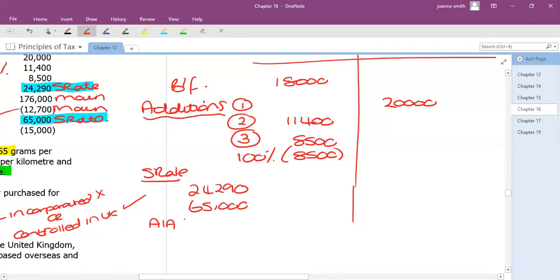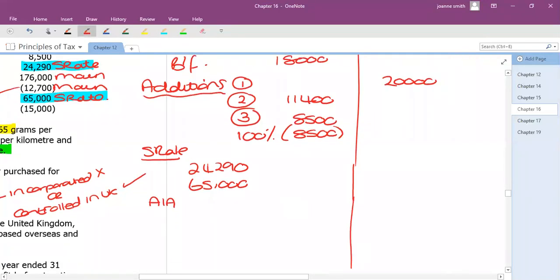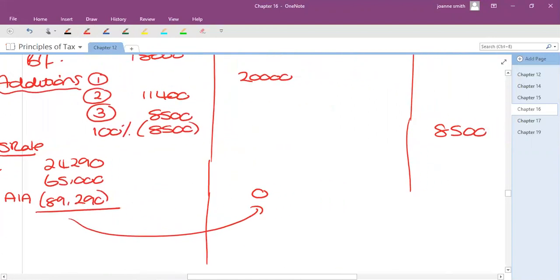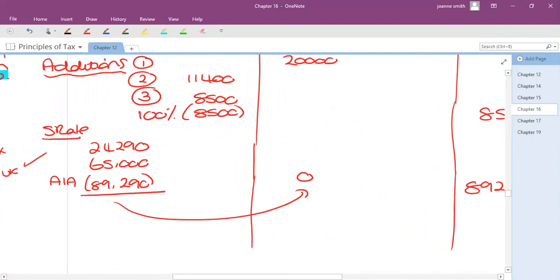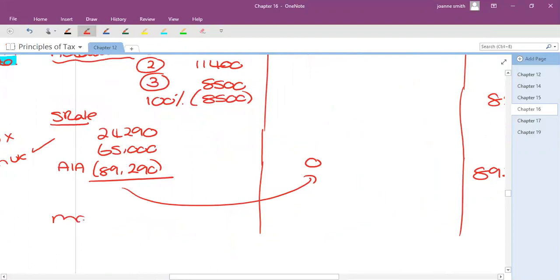So remember, you get up to that million. So what we've got here, 89,290. So there's nothing to go in the special rate pool because you're writing it all off. And we're going to carry the allowance over to the total column. Then we've got the main pool items. So we've got a couple of those.